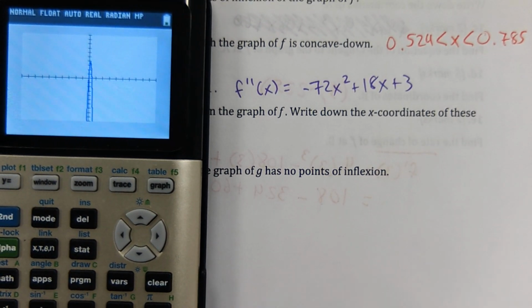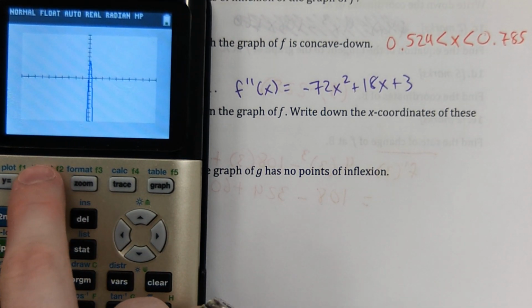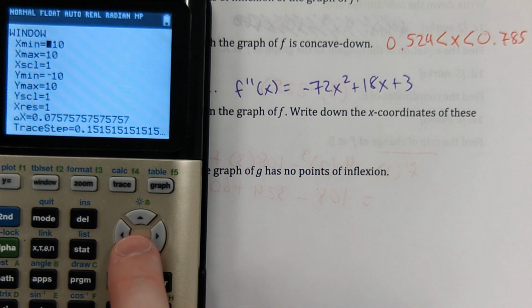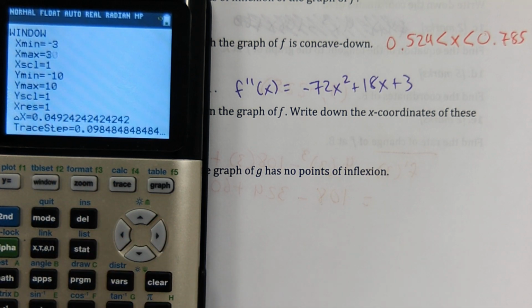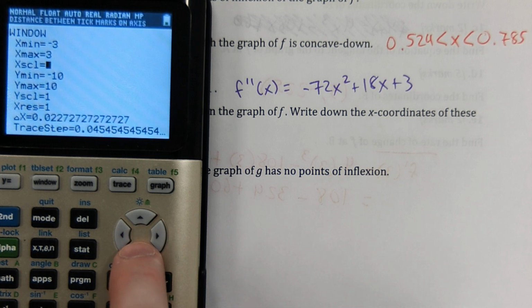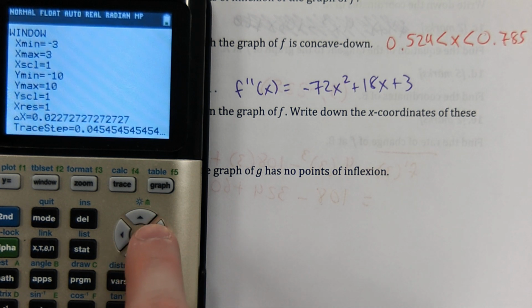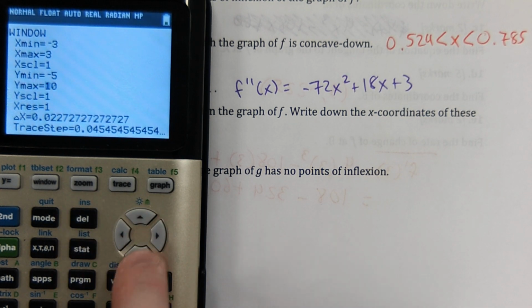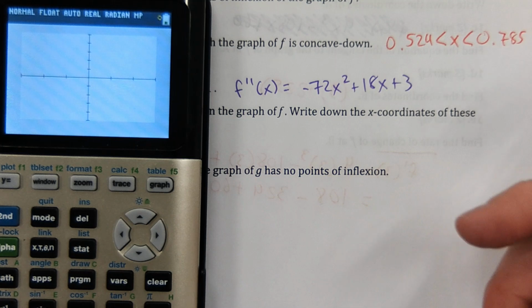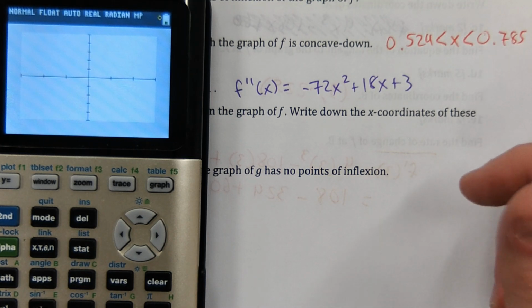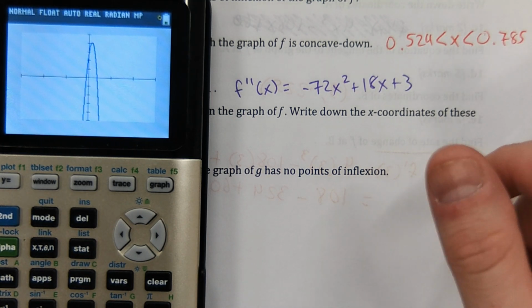I'm just going to adjust my window to make this graph easier to look at. My x's do not need to go that far. I'm thinking like -3 to +3. And my y minimum was way too far down, so like -5, that'll do. And my y maximum was way too far up. I'll just take it to 5. Let's hit graph again. That's better. We can work with that.